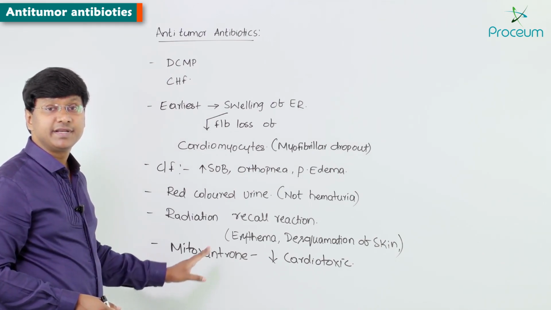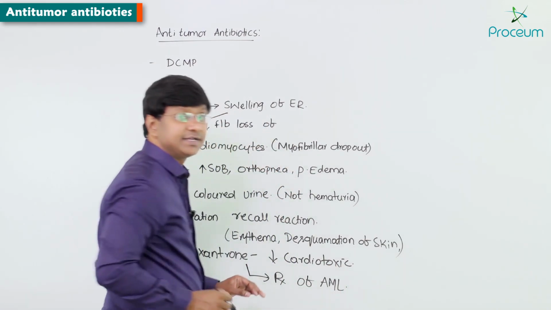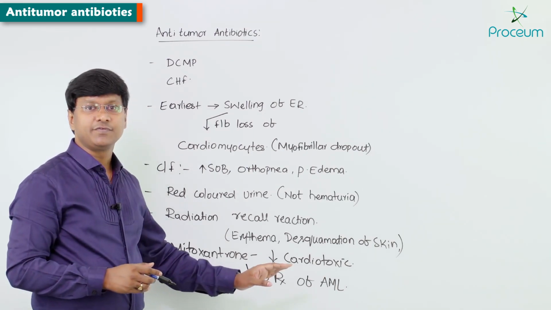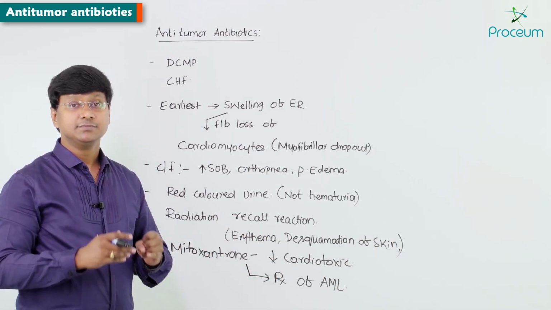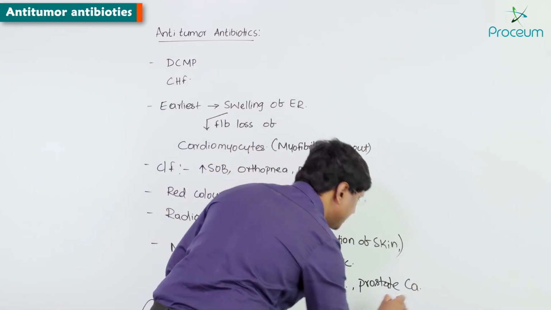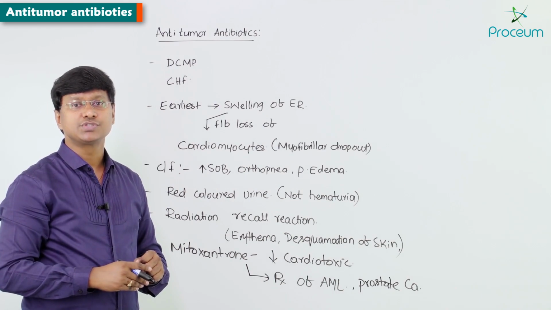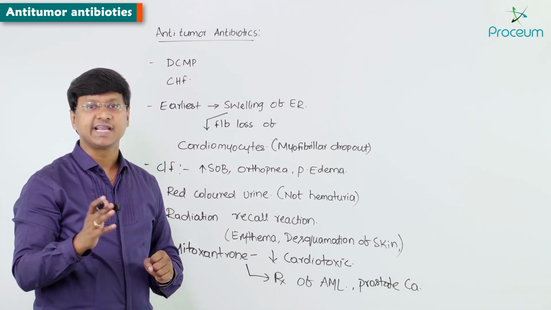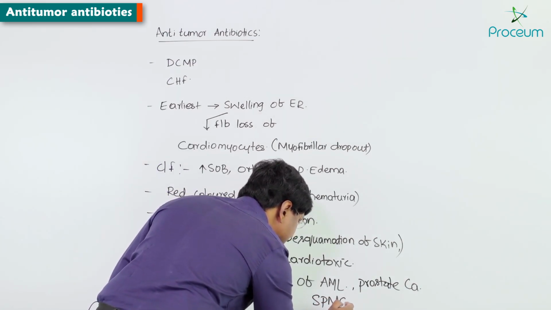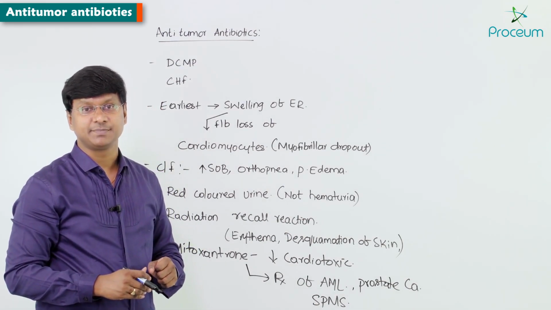This mitoxantrone, remember, has been approved for the treatment of acute myeloid leukemia, right? And not only in the treatment of acute myeloid leukemia, it is also used for advanced hormone resistant prostate cancer, and it is also used in the treatment of late stage secondary progressive multiple sclerosis, that is SPMS.